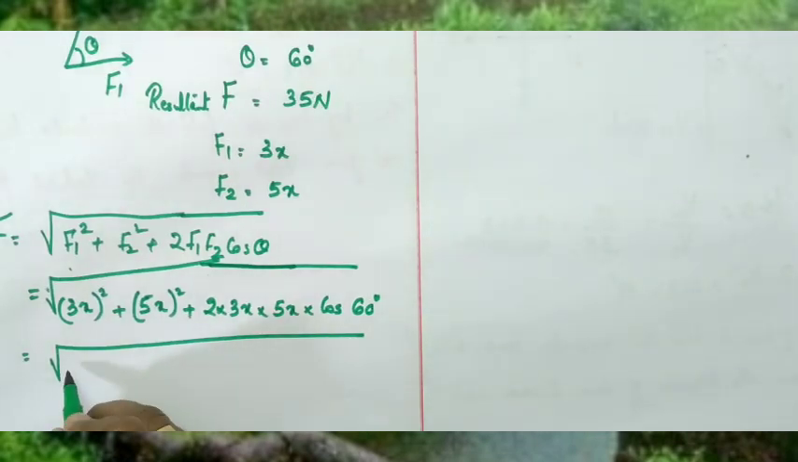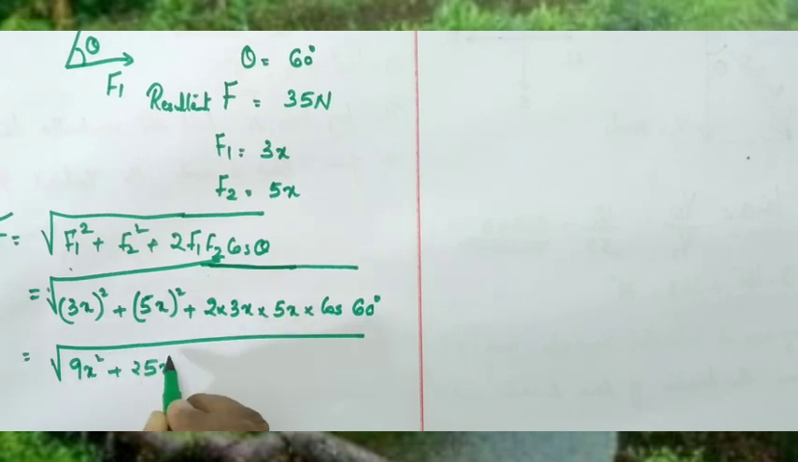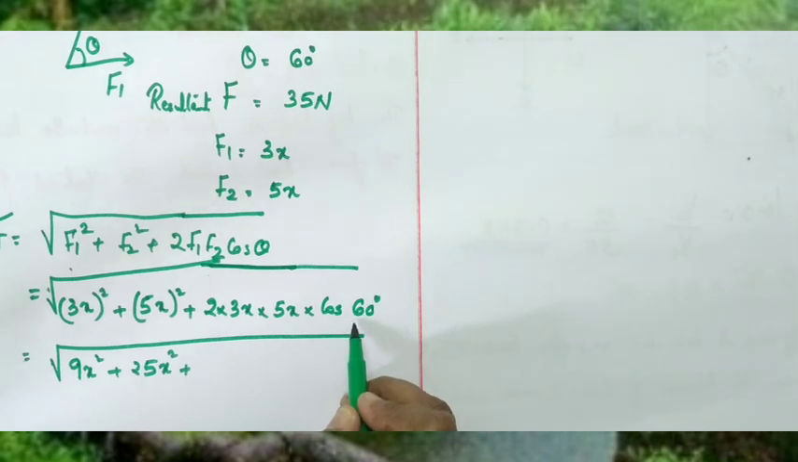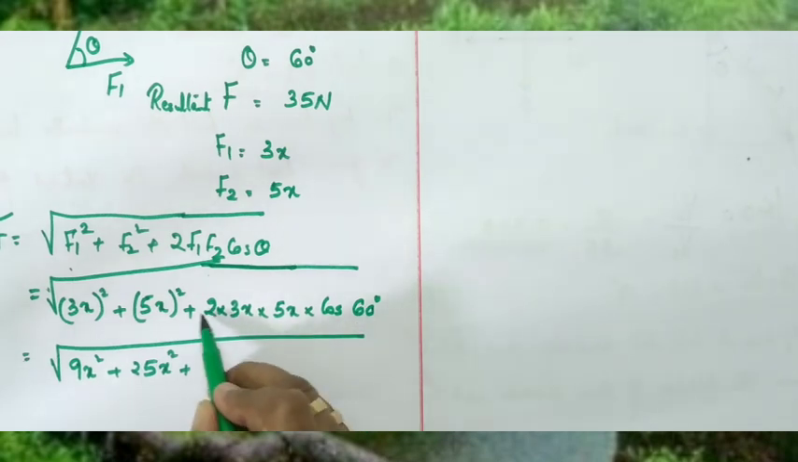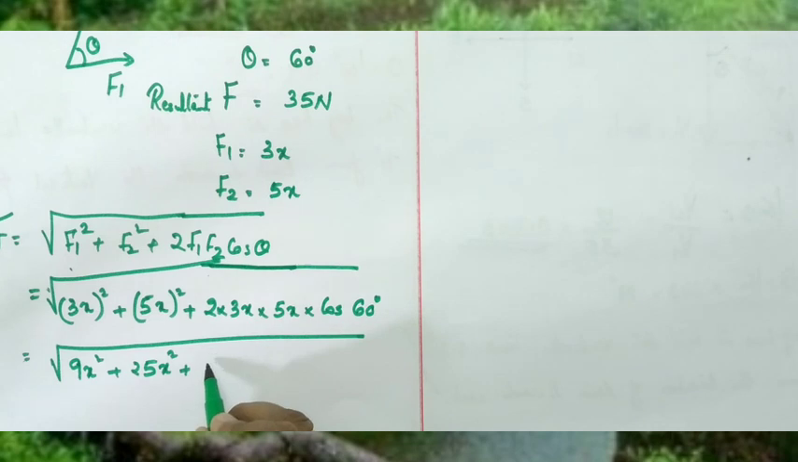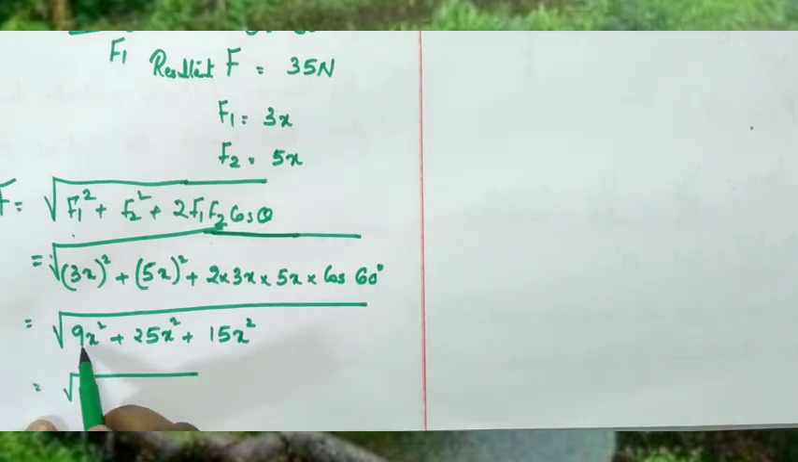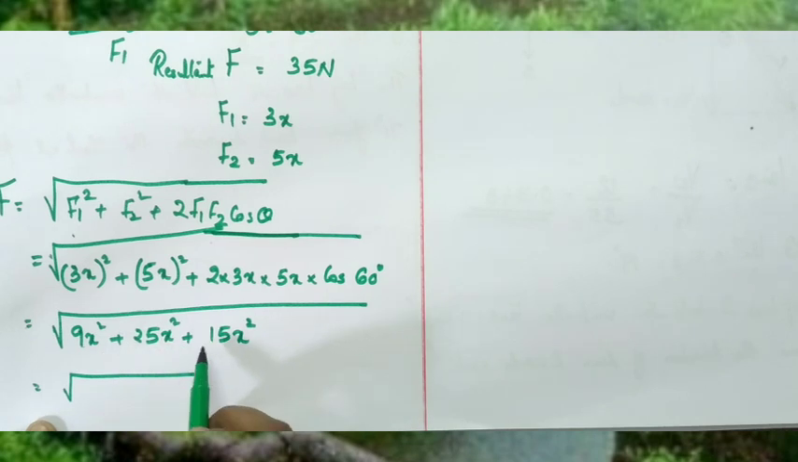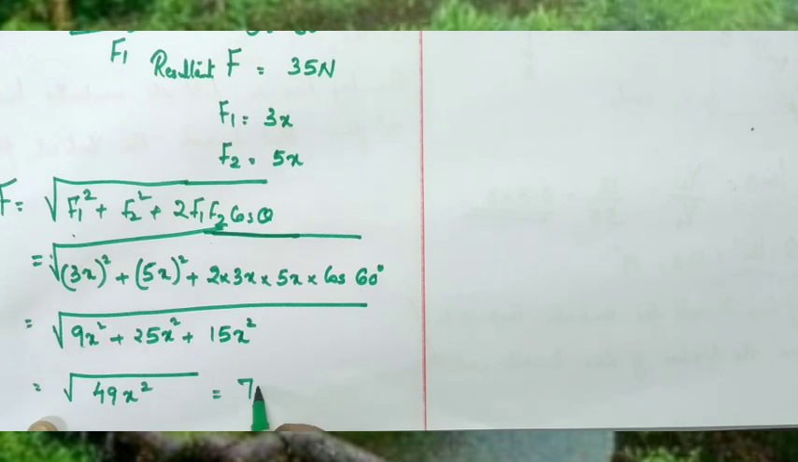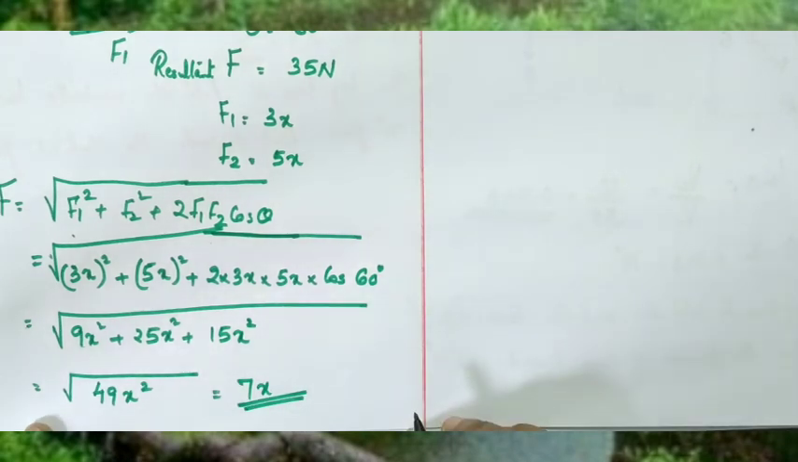This is equal to root of 9x square plus 25x square plus, here cos 60 is 1 by 2. So that 2 and this 2 get cancelled, and the remaining is 15x square. We can simplify it: root of 9 plus 25 plus 15, that is 49x square, that is equal to 7x. Clear? So, the resultant force F equals 7x.